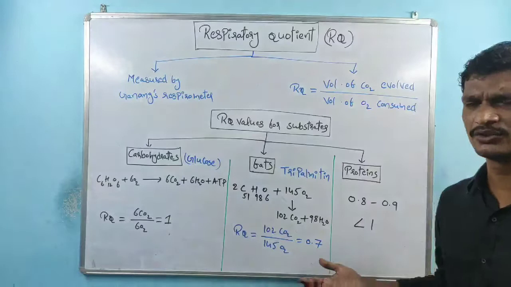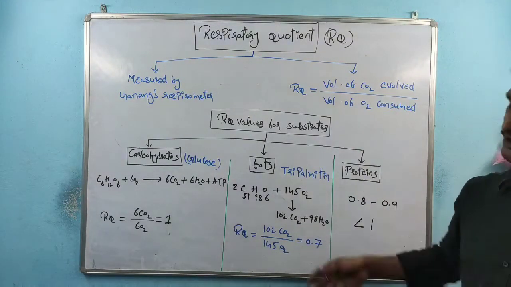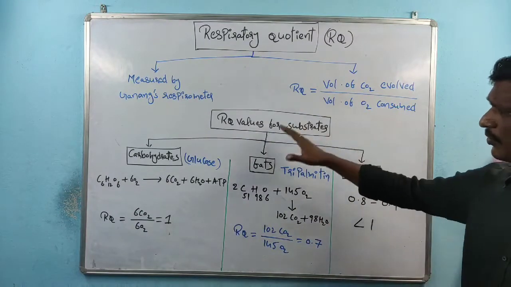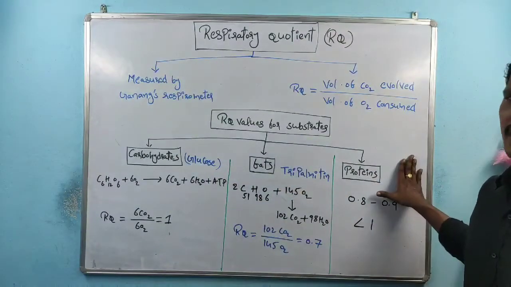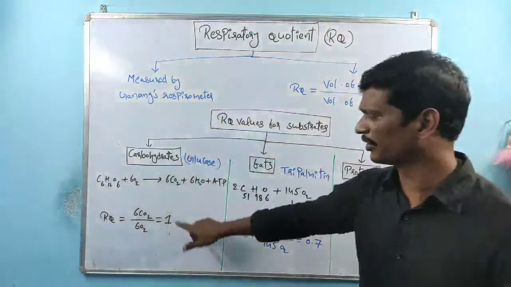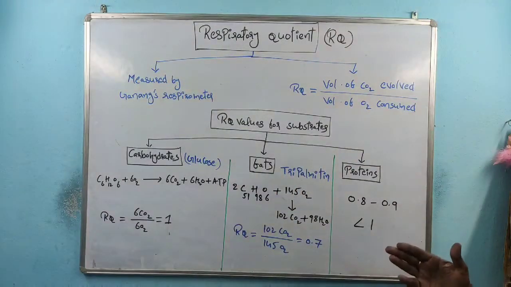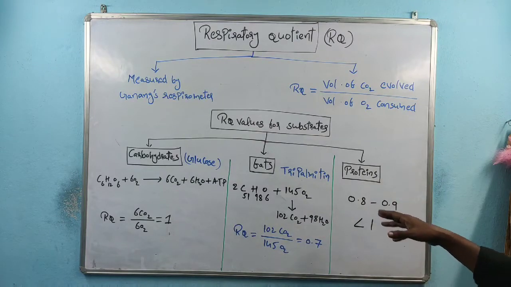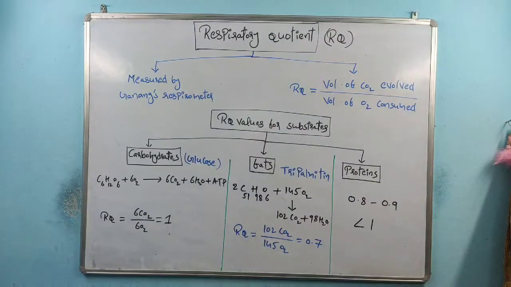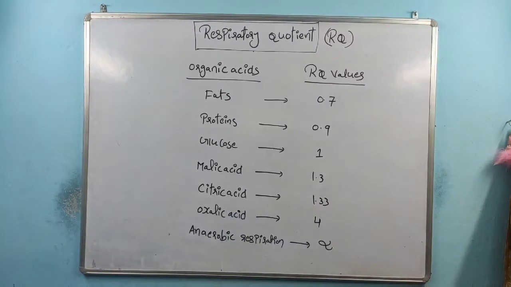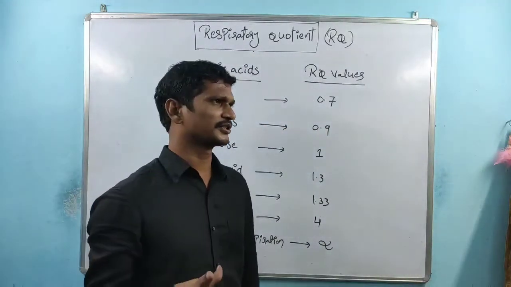And there are some other substrates also, and we have to remember those RQ values also. I will explain now, right? So this is about that. Carbohydrates RQ values, fats RQ values, and the proteins RQ values, right? Remember, carbohydrates 1, fats 0.7. Here proteins range 0.8 to 0.9, right? That is about the RQ values for some substrates. These are some RQ values for the different substrates.